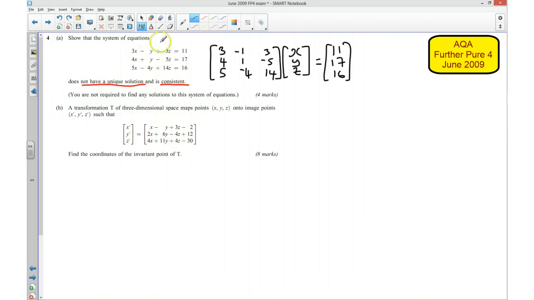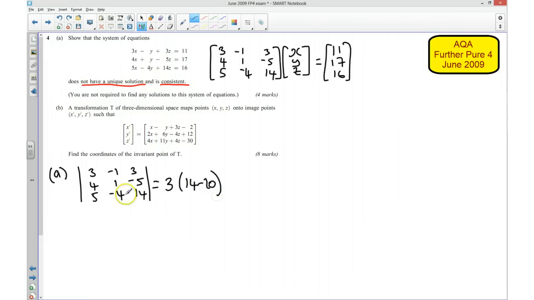You can go ahead and just show that for part A I would just be showing the determinant of this here. I'm just working out the determinant of this bit here, and hopefully that will work out to be 0, and that will show us that there's not a unique solution. So that's going to be 3 times 14, 20. You can go ahead and pause the video and finish this off.